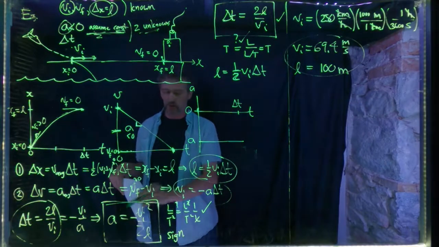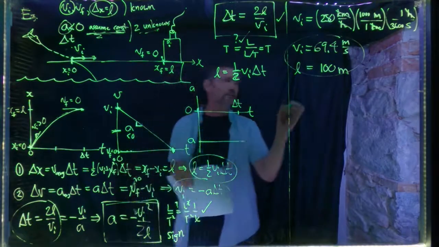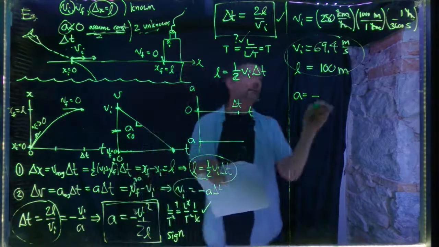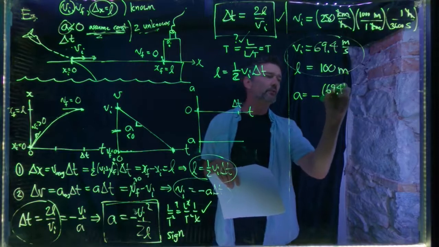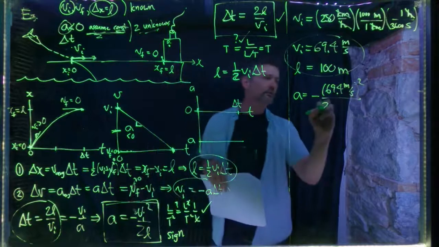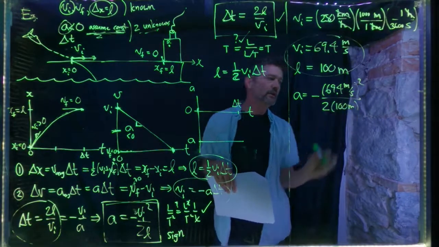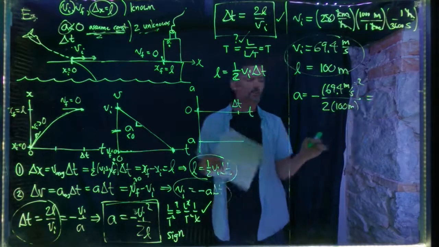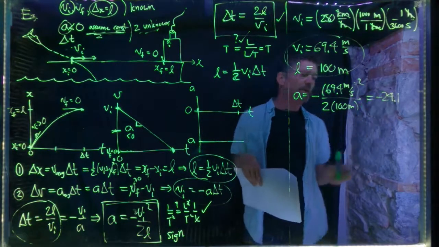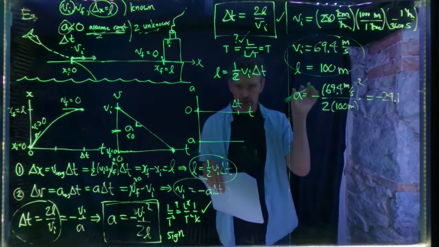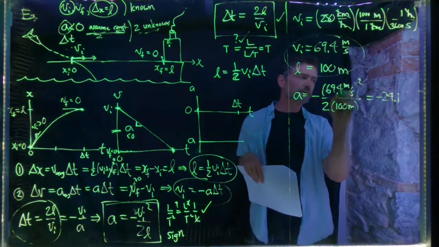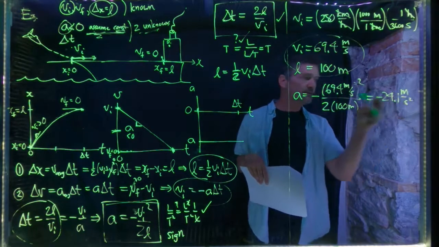We can calculate the acceleration and the time. Let's calculate the acceleration first. The acceleration is negative VI squared. VI is 69.4 meters per second, and we're going to square that, and divide it by twice L, 2 times 100 meters. When you crank out the numbers, what does that turn out to be? Negative 24.1. You check the units. Always have units when you input numbers. Meters squared per second squared divided by meters is meters per second squared, and that's indeed an acceleration.